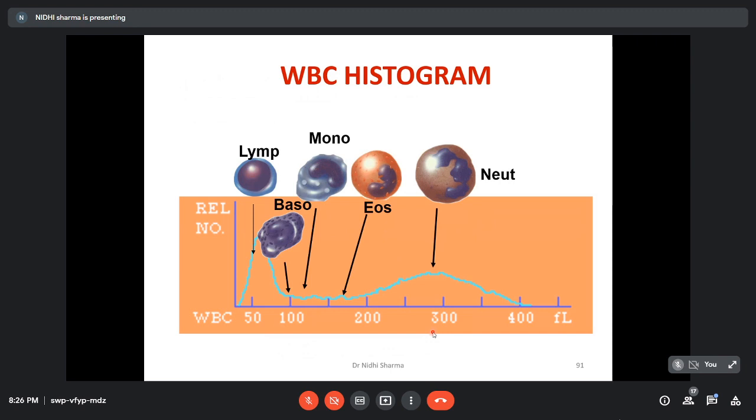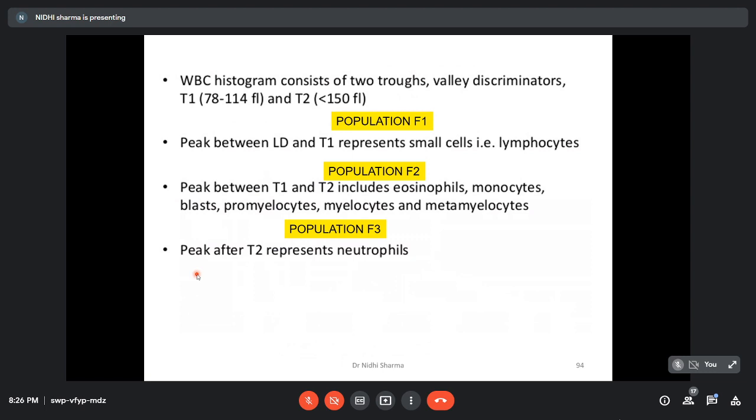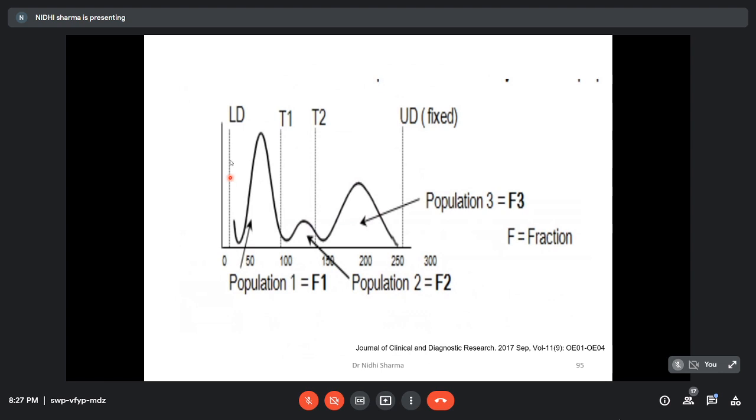So you just picture this in your mind, that your lymphs, baso, mono, eo and neutrophils are lying somewhere like this on your x and y axis. Some analyzers also use the terms F1, F2 and F3. The population which lies between LD and T1 would be called F1, and the one between T1 and T2 would be F2, which includes the eosinophils, monocytes, and your promyelos and myelos would also come in this population. And the one after T2 till your upper discriminator would be called F3, which would mostly comprise your neutrophils. So this is the lower discriminator, the upper discriminator, T1, T2, and this is your F1 population between LD and T1. This is F2 between T1 and T2, and this is F3 between T2 and the upper discriminator.